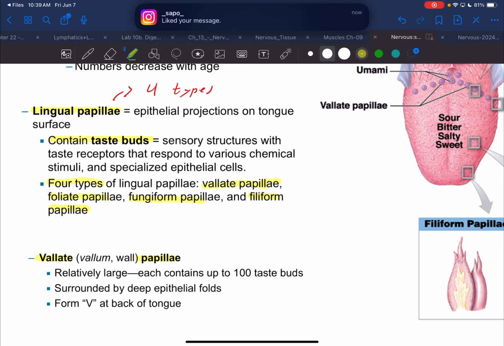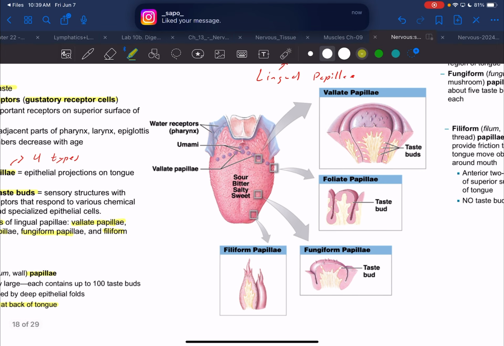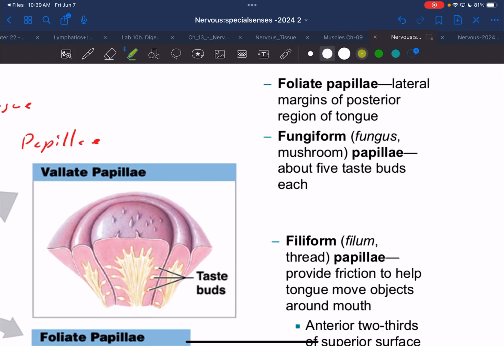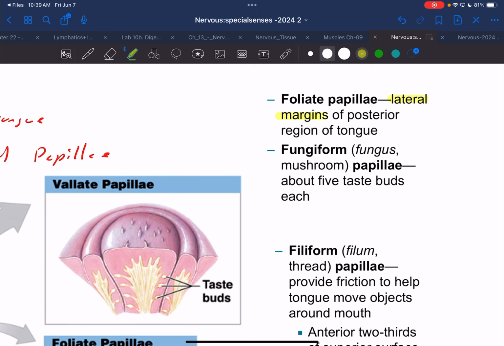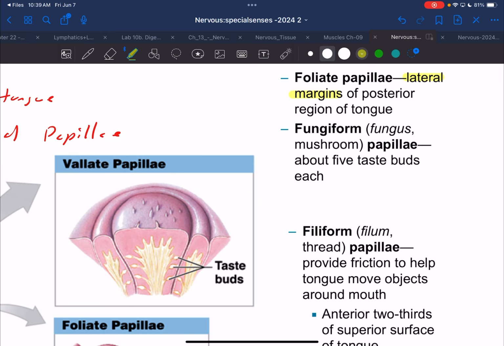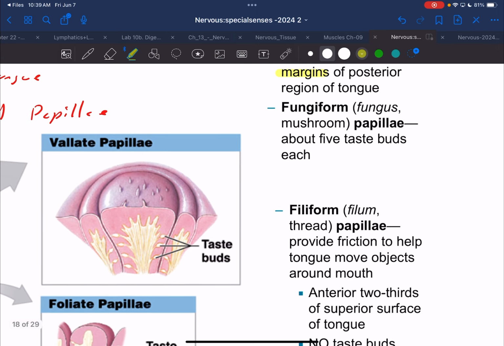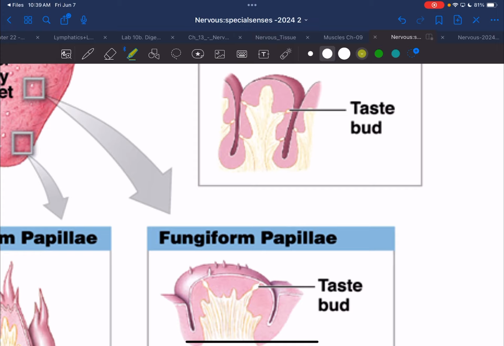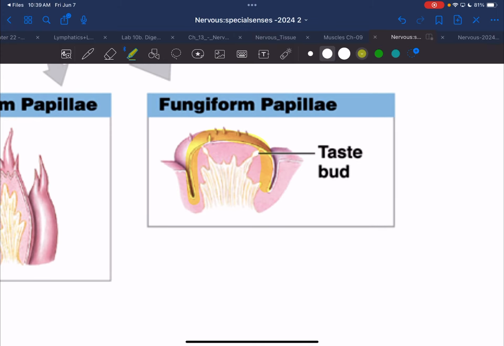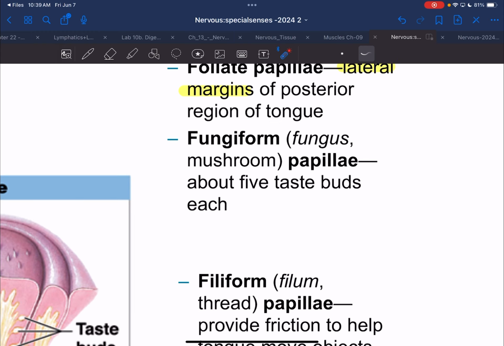The vallate papillae, don't forget, form that V at the back of the tongue. The foliate is on the sides, the lateral margins, which means the side edges in English. Fungiform are named that because they look like fungal caps, like fungus, where the word came from. I kind of drew a little bad one here. But fungiform is where it comes from. It's sort of a fungal shape.